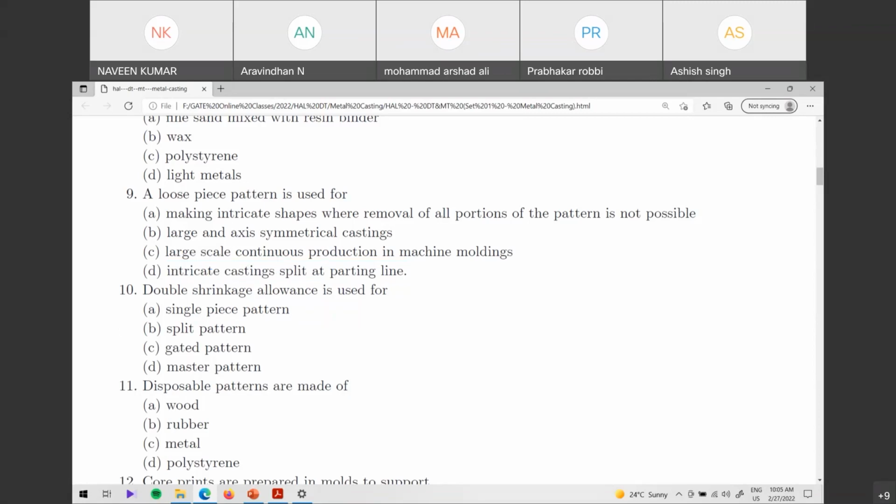Yes, very good, everyone. Large scale continuous production in machine molding. So this continuous production we are not using for loose piece. Yes, gated. Amazing, Satish, very good. And large axisymmetrical castings. For axisymmetrical, what is the pattern we are going to use? Excellent. Again, sweep pattern. So obviously, loose piece pattern we are going to use for making intricate shapes where removal of some portions of the pattern is not possible. Excellent. The answer is A.